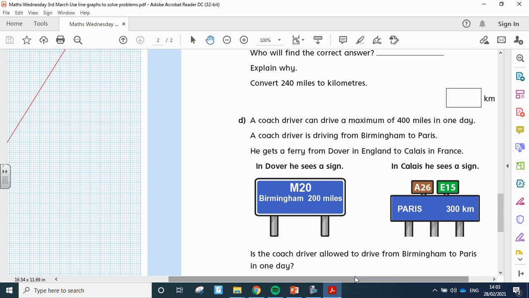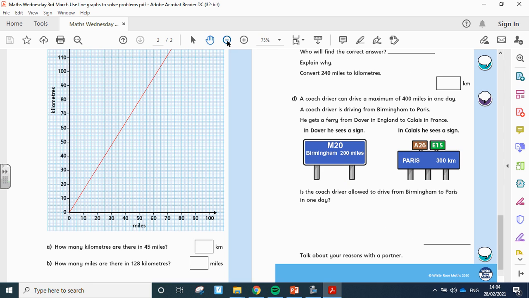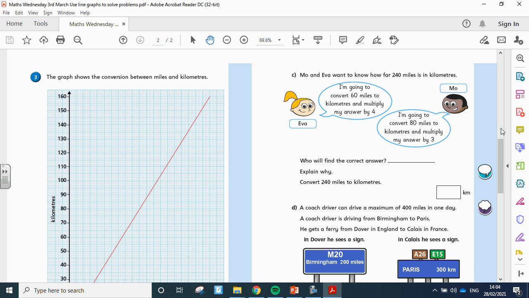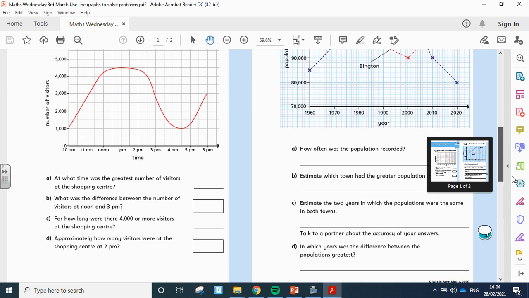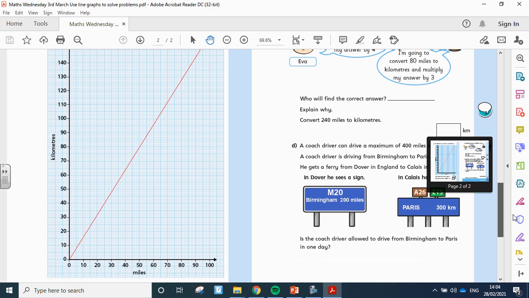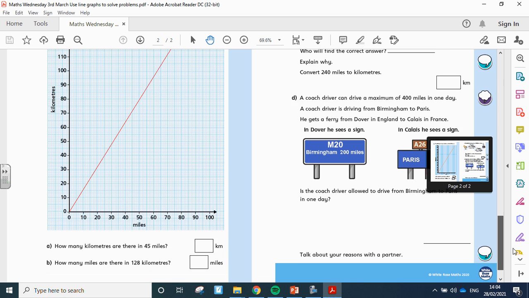All right, next page. Oh, I zoomed in for that question, didn't I? That's why it's looking a bit odd. Let's zoom back out again. All right, number 3. This is called a conversion chart or a conversion graph. So we're converting miles and kilometers. If you did last week's maths, you will have done that on 2 of the lessons I think we had on that.